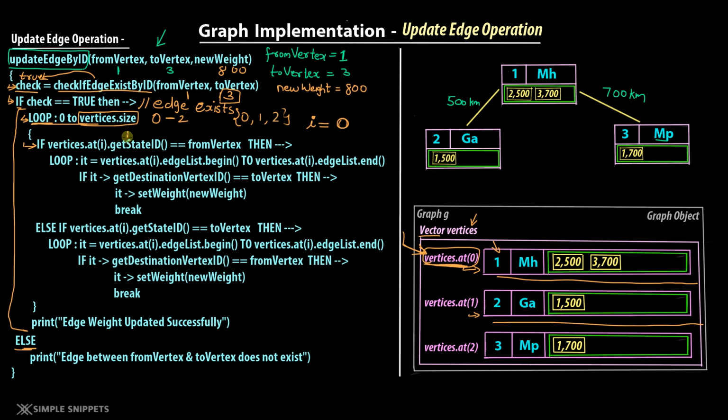So basically we are getting 1 over here, and now we are checking equal to, is it equal to from vertex? What is the from vertex? This from vertex is this variable, remember, that we passed in this function, whose value is 1.